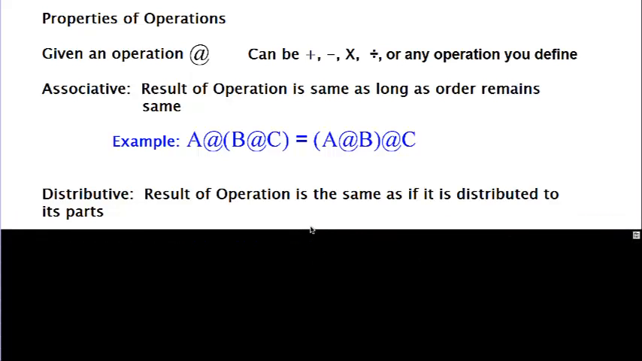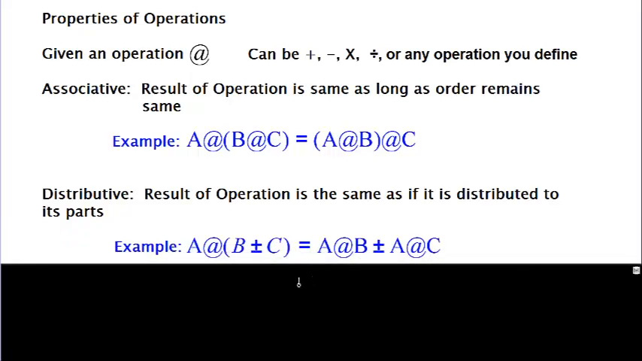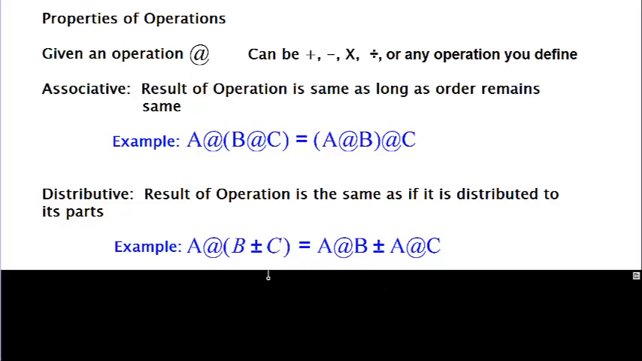If the result of the operation is the same if we distribute the operation to its parts, we would say that it's distributive as well. Here's an example of the distributive property. If A @ (B plus or minus C) is equal to A @ B plus or minus A @ C, then we would say the @ operation is distributive.